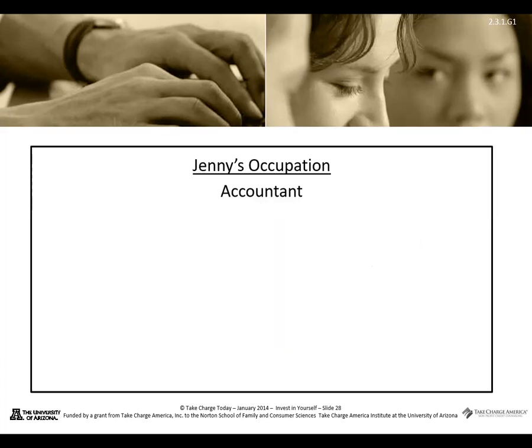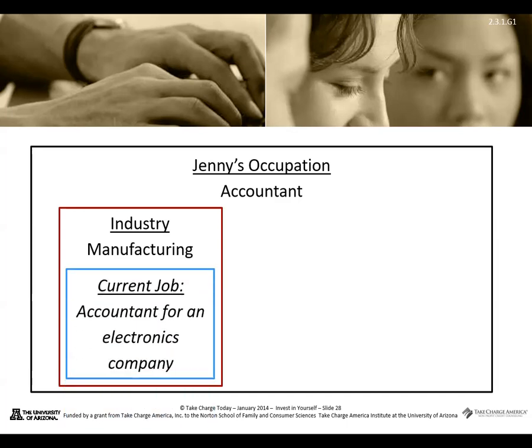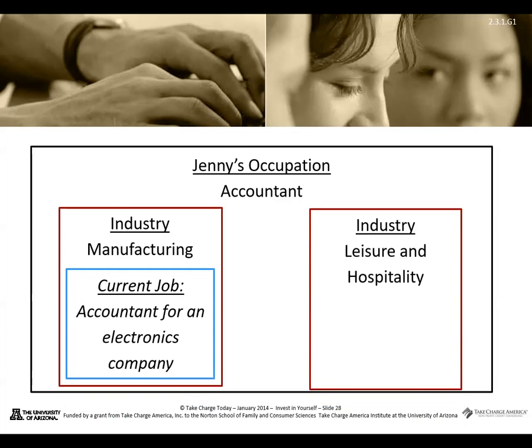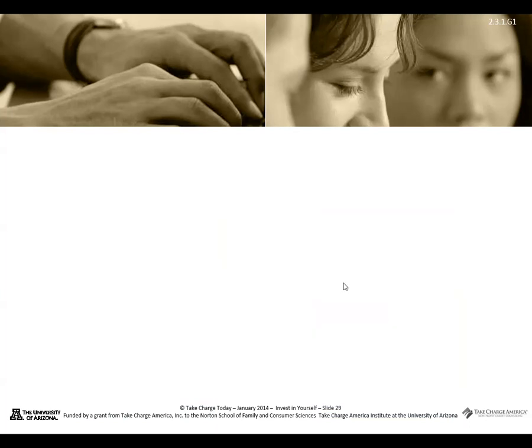So let's look at Jenny's example. Her occupation is an accountant. The industry is manufacturing, and the current job is an accountant for an electronics company, whereas the industry could instead be leisure and hospitality. So she's doing accounting. She can do it for manufacturing, which makes sense if she's doing accounting for an electrical company, or she can work in leisure and hospitality, which would make her an accountant for a hotel. So your occupation is what you do on the day-to-day, whereas the industry is context about the job that you're going to have.